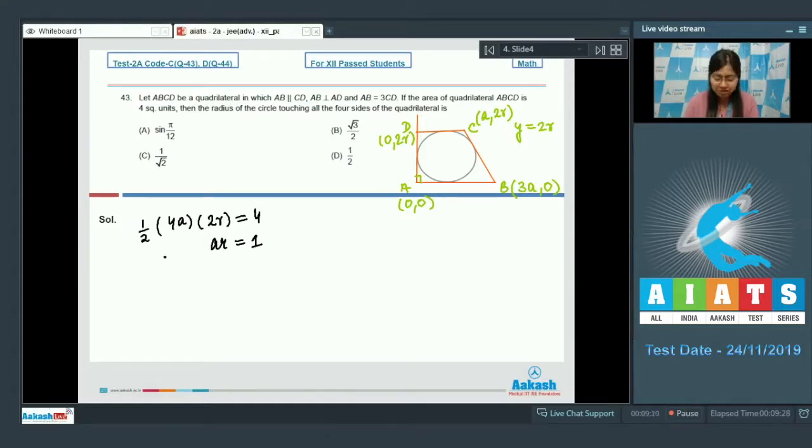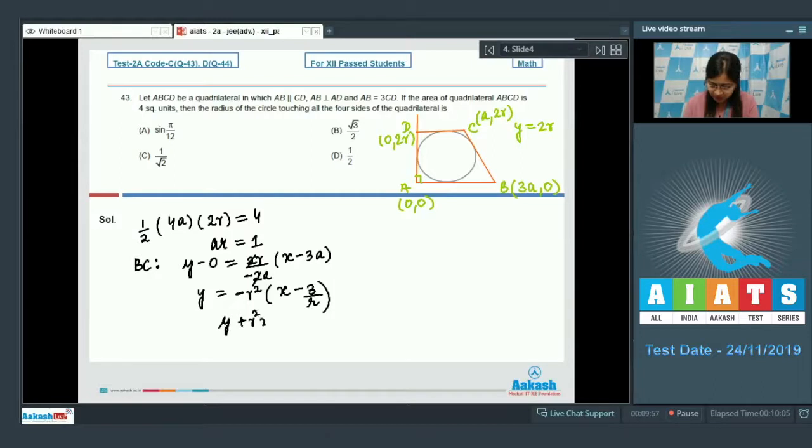So let us firstly write the equation of BC. Now that will be y minus 0 equal to 2r divided by a minus 3a, that is minus 2a, into x minus 3a. So this is equal to, the 2 upon 2 get cancelled, and a can be written as 1 by r. So this is minus r square multiplied with x minus 3 upon r. That is y plus r square x minus 3r is equal to 0, the equation of line BC.